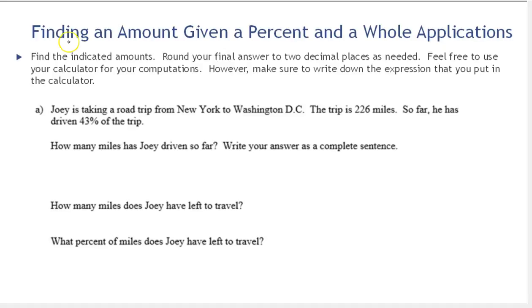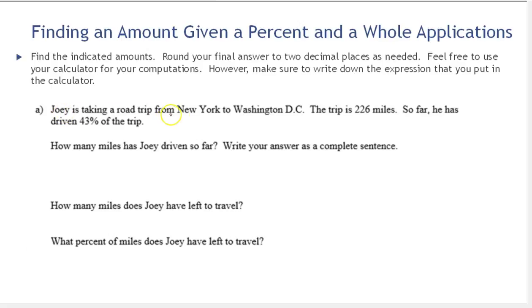In this video, we're going to find amounts given a percent and a whole, but we're going to be given application problems. Find the indicated amounts, rounding your final answer to 2 decimal places as needed. We can use our calculator, but we're going to write down what we put in the calculator. So we're going to show our work.